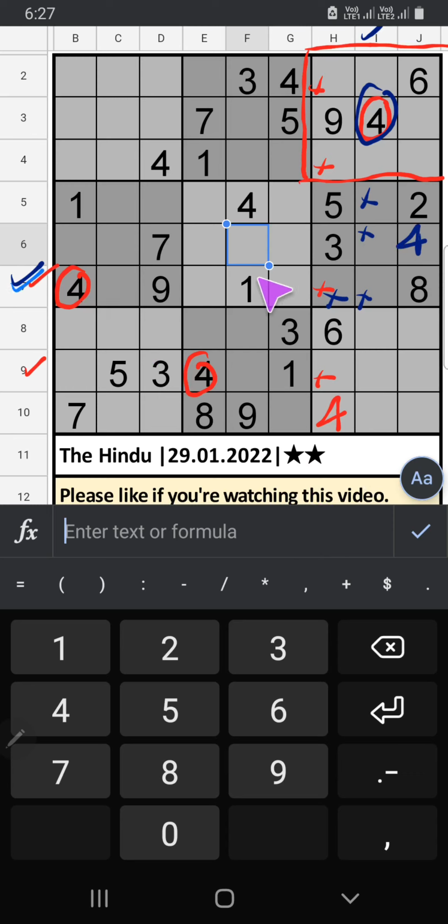7th row we have 1 and 9. So 1 and 9 can't come in these cells. It will come in one of the cells. 5th row we have 1. So 1 can't come in this cell. The 1 is confirmed here. Then 9 is here.